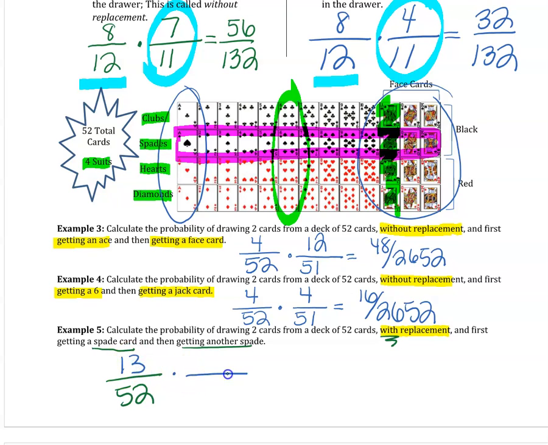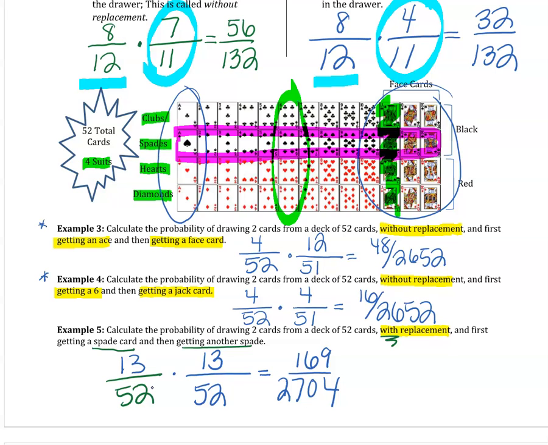Now, it's important to note that they said you put the card back because it says with replacement. So that means your second card selection is out of 52 again. And you put the spade back that you originally picked, so that means you're picking from 13 again. Multiply across the top and the bottom, and we would get 169 out of 2704. So these first 2 had some dependency to be aware of because you were not putting the card back. The last one was independent. These are 2 independent events because the second probability wasn't influenced by the first probability.